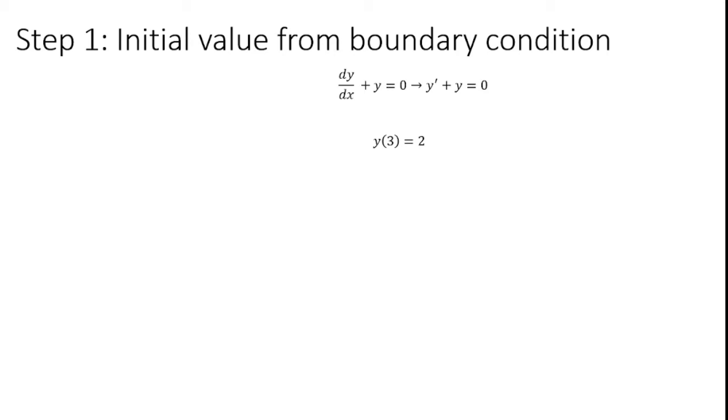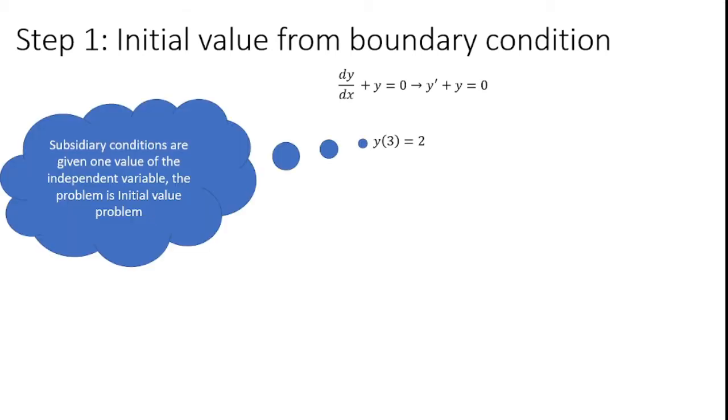After that, this problem has a boundary value, which is y of 3 is equal to 2. Here you see only one boundary value is given, so this problem is called an initial value problem. Here, what is y of 3 and what is meant by is equal to 2? Let's see. Those are called subsidiary conditions for the respective differential equation problem. So, subsidiary conditions are given at one value of the independent variable. Here, y of 3 is equal to 2, that is, x is equal to 3 and y is equal to 2. Likewise, we can understand the equation.